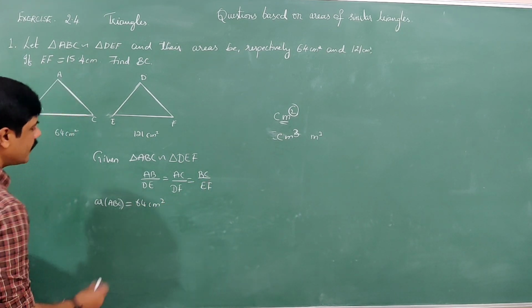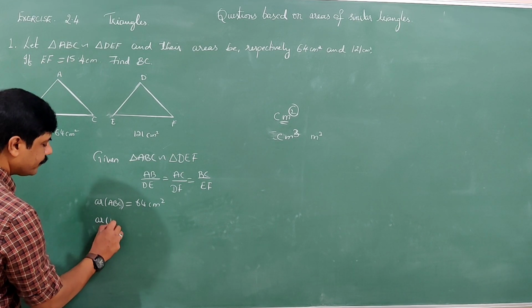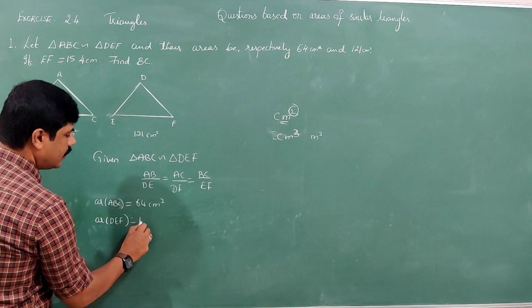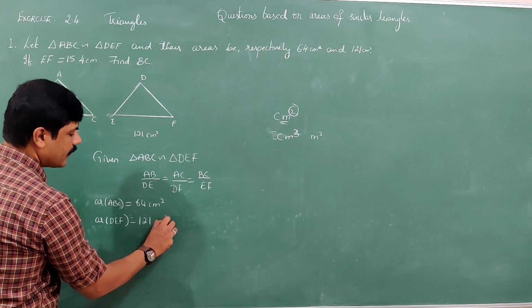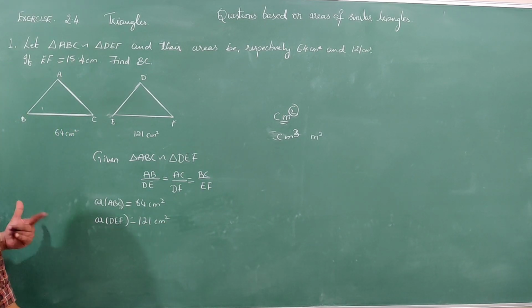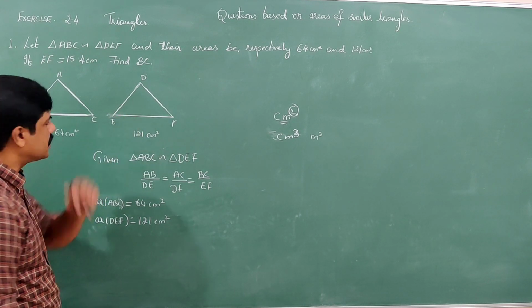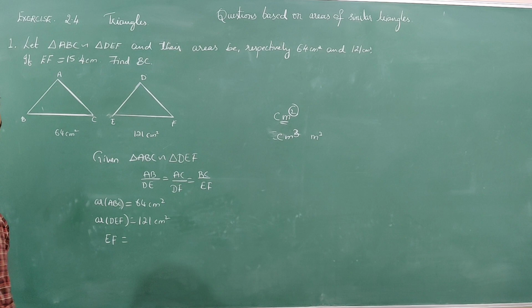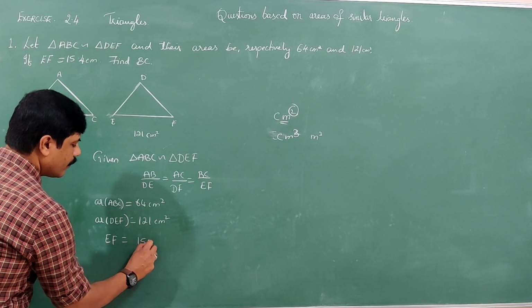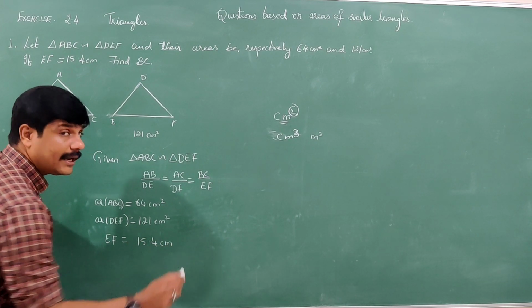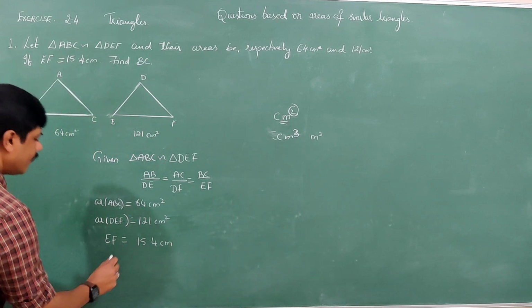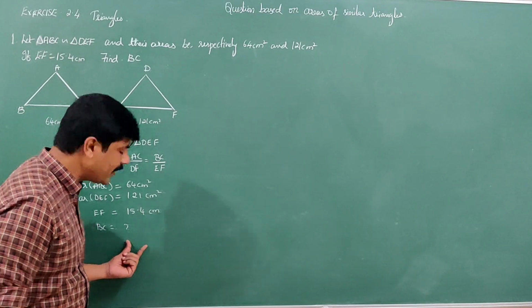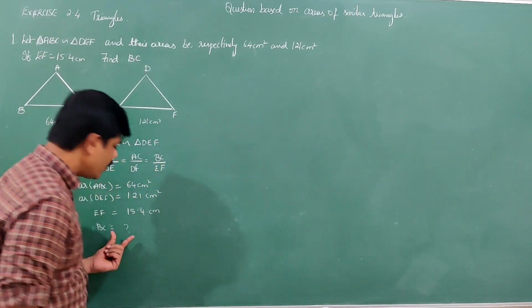Then what else is given? Area of DEF is 121 centimeters square. Then the length of one of the corresponding sides is given, that is EF is equal to 15.4 centimeters. Then find BC. What is BC? We have to find the value of BC.